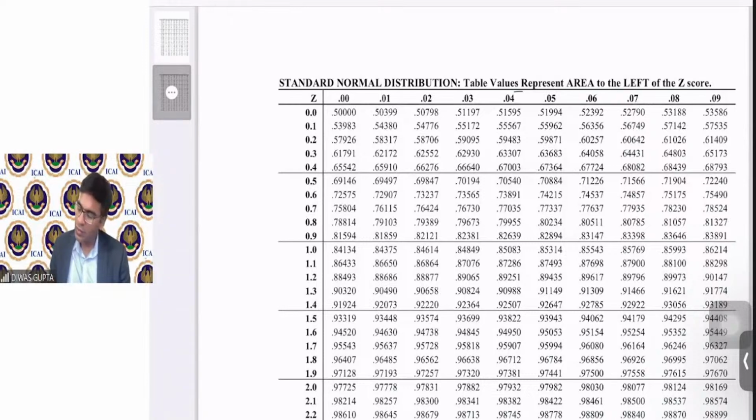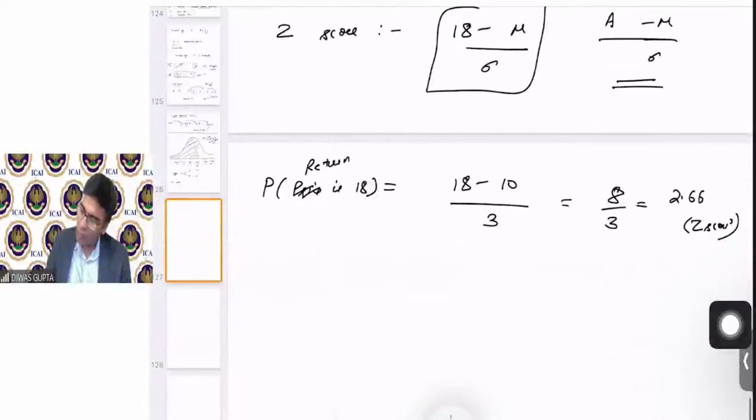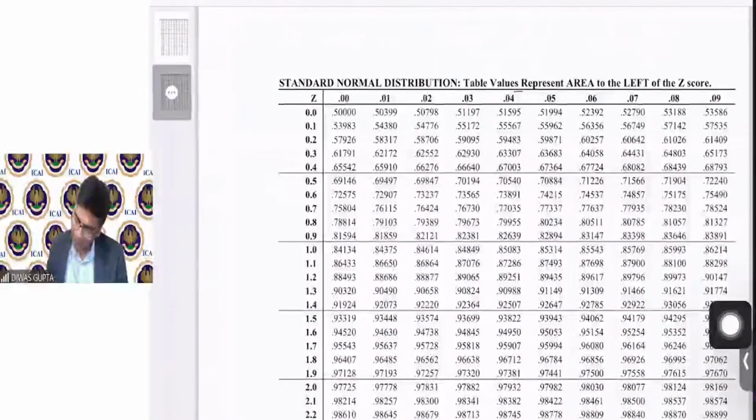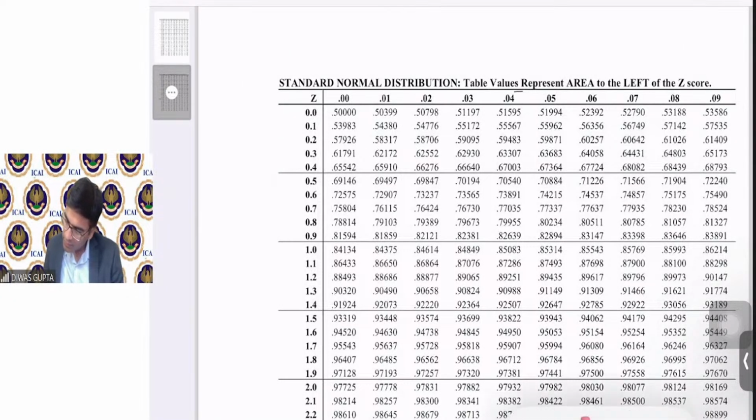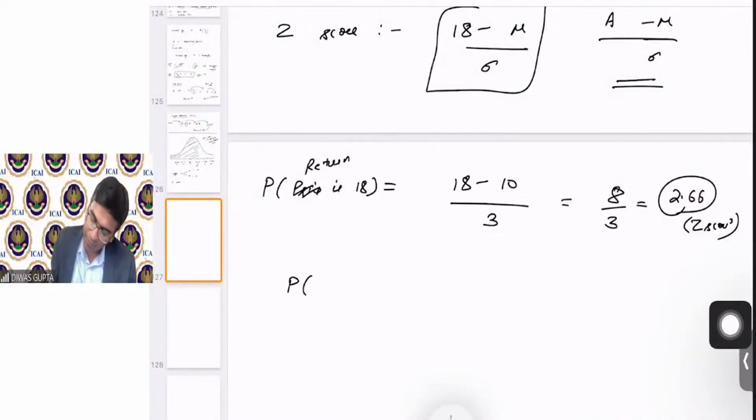So we have to look up the Z score of 2.66, right? 2.66 in this table is this, 2.6, and this is the number, 0.99609. So the probability that return is 18 will be 99.609 percent.